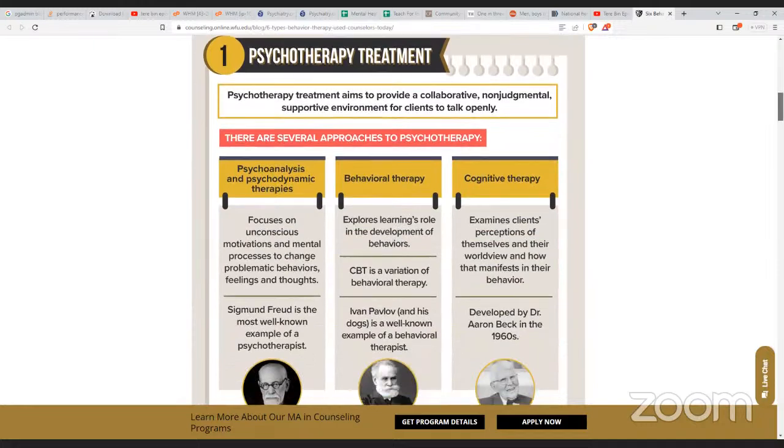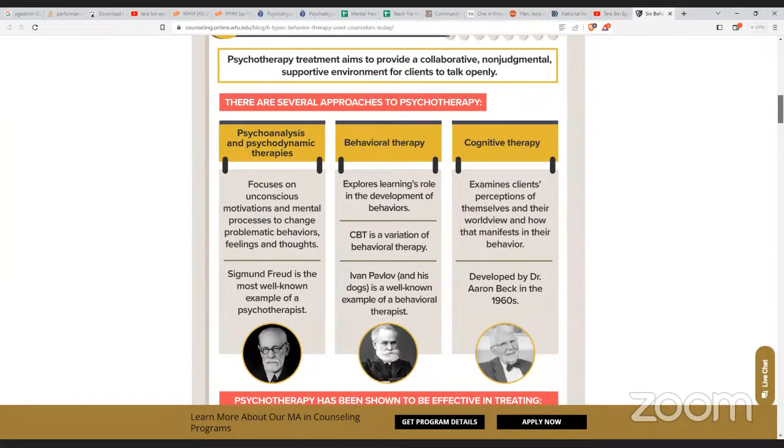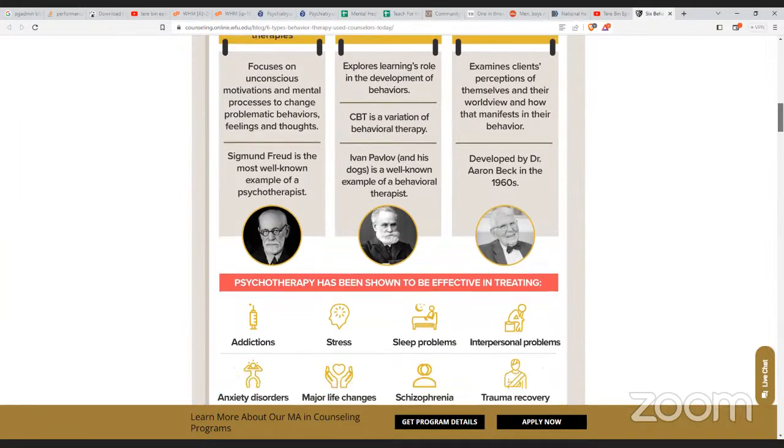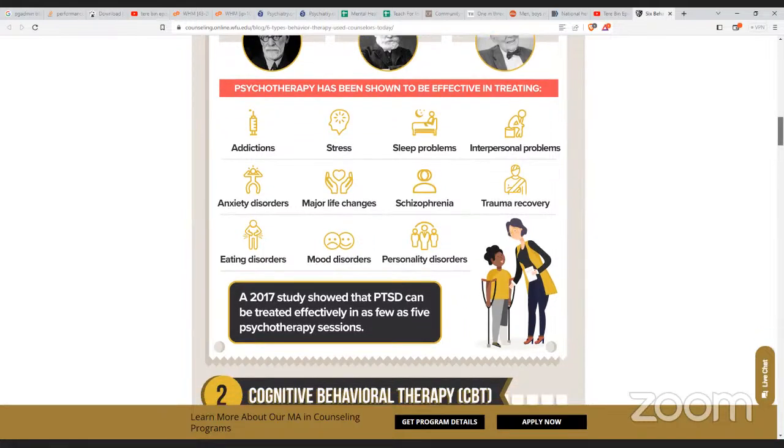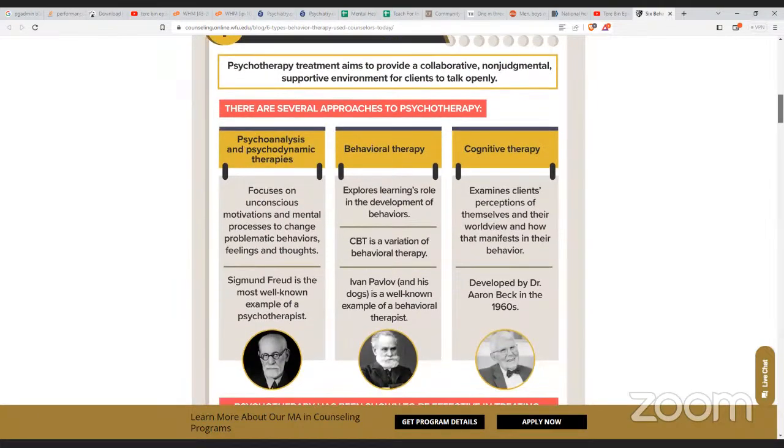Psychotherapy treatment, like behavioral therapy, CBT, and all that. Psychotherapy has been shown to be effective in treating addiction, stress, sleep problems, interpersonal problems, anxiety disorder, and other disorders. A 2017 study showed that PTSD can be treated effectively in as few as 5 psychotherapy sessions. This infographic is telling that. So I think this is really effective.